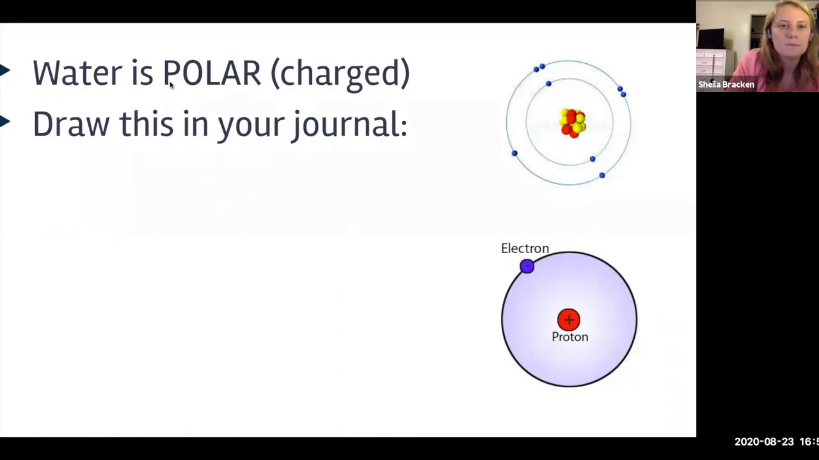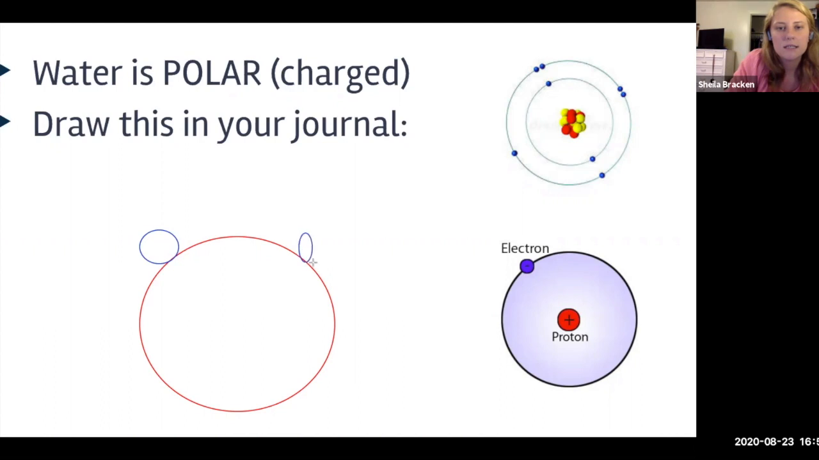Here we go. We want one big old negative oxygen, and then let's get two tiny positive hydrogens. Hydrogen is much smaller than oxygen because it doesn't have as many protons and neutrons in its nucleus as oxygen. I don't know if you remember Bohr models. You should. This is from 8th grade. This is a Bohr model of oxygen.